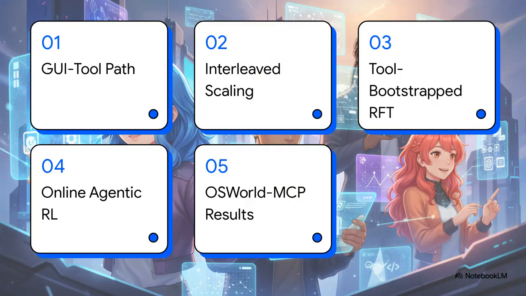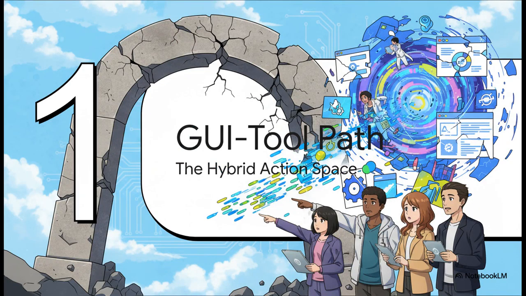Here's our roadmap for this explainer. We'll start with GUI-Tool path orchestration, move into interleaved trajectory scaling, then break down tool-bootstrapped GUI RFT, followed by online agentic RL optimization, and wrap up with the empirical results on OSWorld-MCP. So jumping right into part 1, GUI-Tool path orchestration.